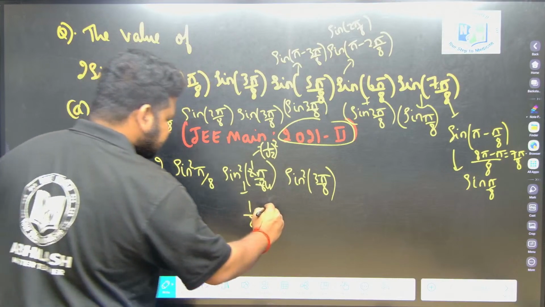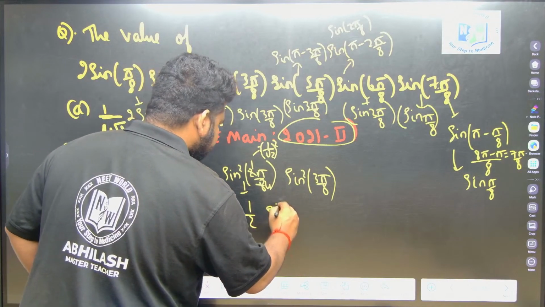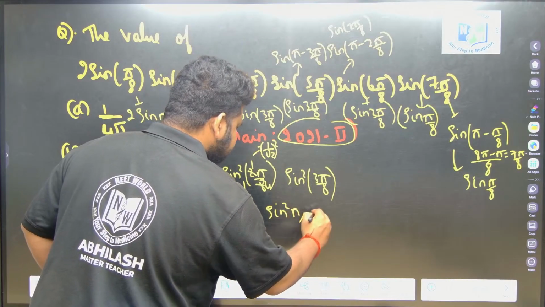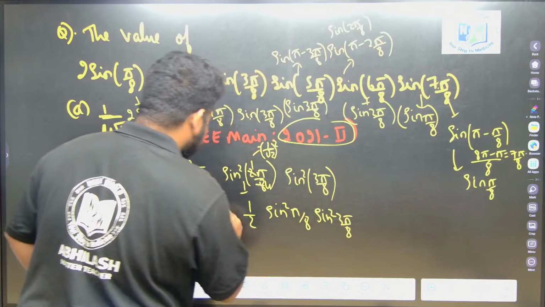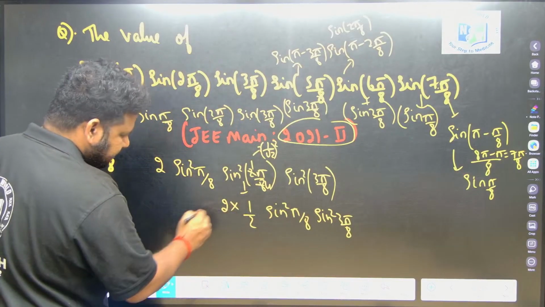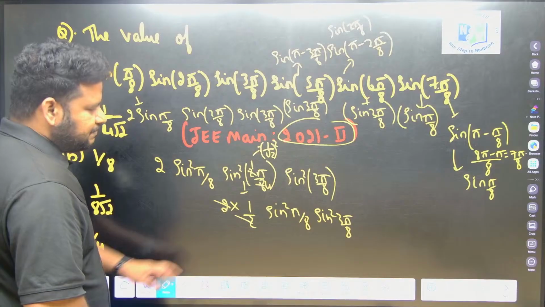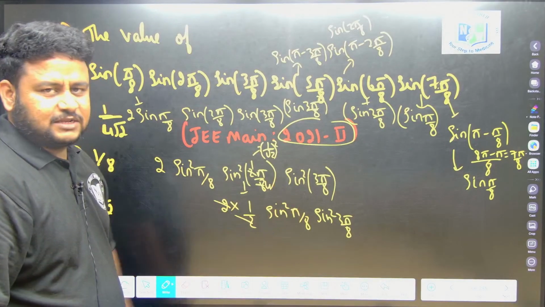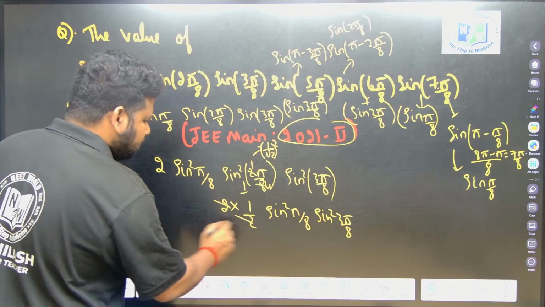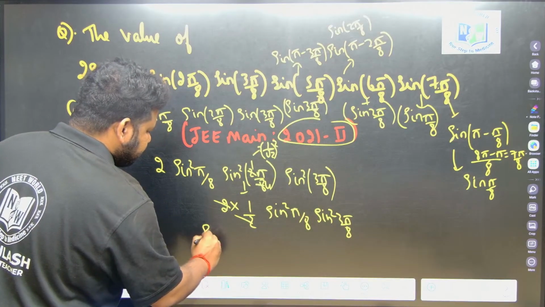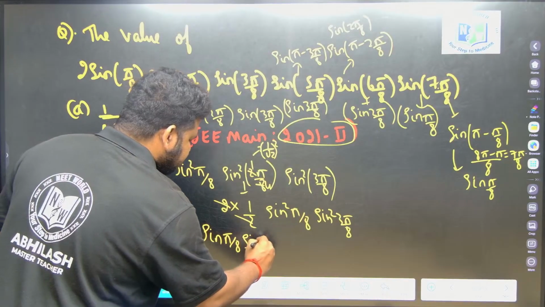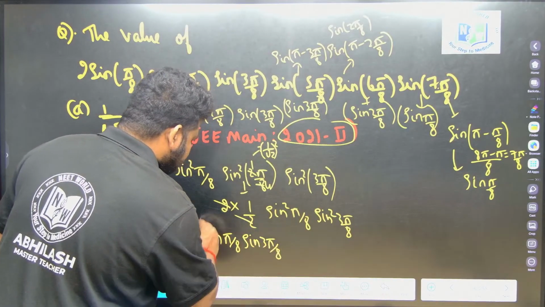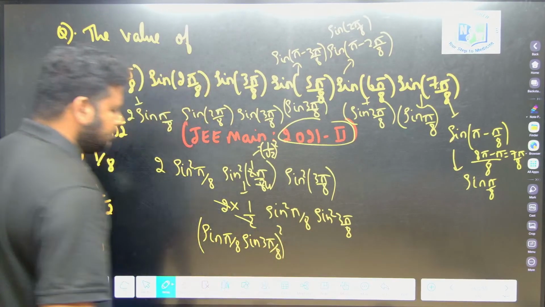Okay, let me write it here: sin square pi by 8 into sin square 3 pi by 8. Here 2 is there, and this 1 by 2 I am bringing here. 2 cancels, and I will be left with sin square pi by 8 times sin square 3 pi by 8. Both are square, so I can write it as sin pi by 8 into sin 3 pi by 8 whole square.